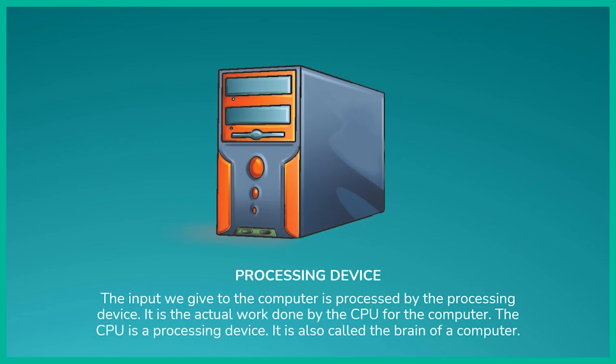Processing device. The input we give to the computer is processed by the processing device. It is the actual work done by the CPU for the computer. The CPU is a processing device. It is also called the brain of a computer.